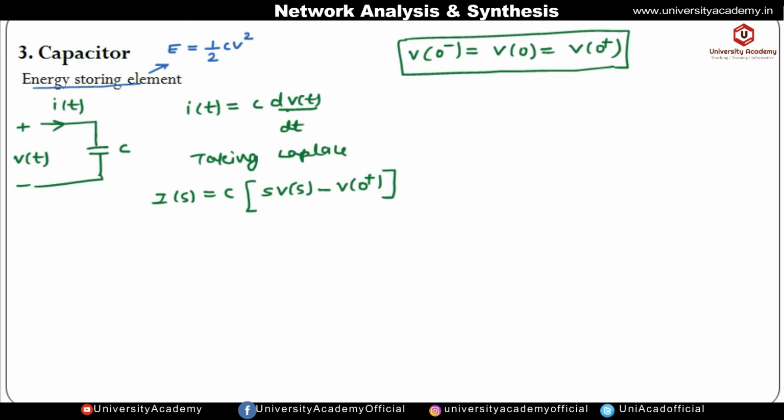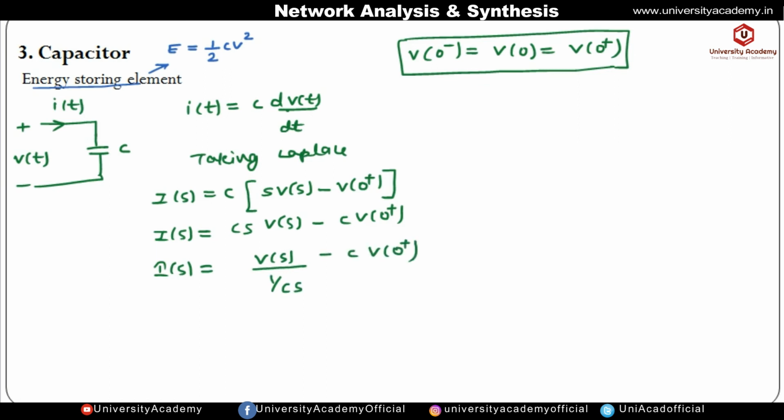So from here we get the I of s expression. It will be Cs into V of s minus C into v of 0 positive. It can be written as I of s equal to V of s divided by 1 by Cs, minus C into v of 0 positive. Let us suppose this is equation 1.